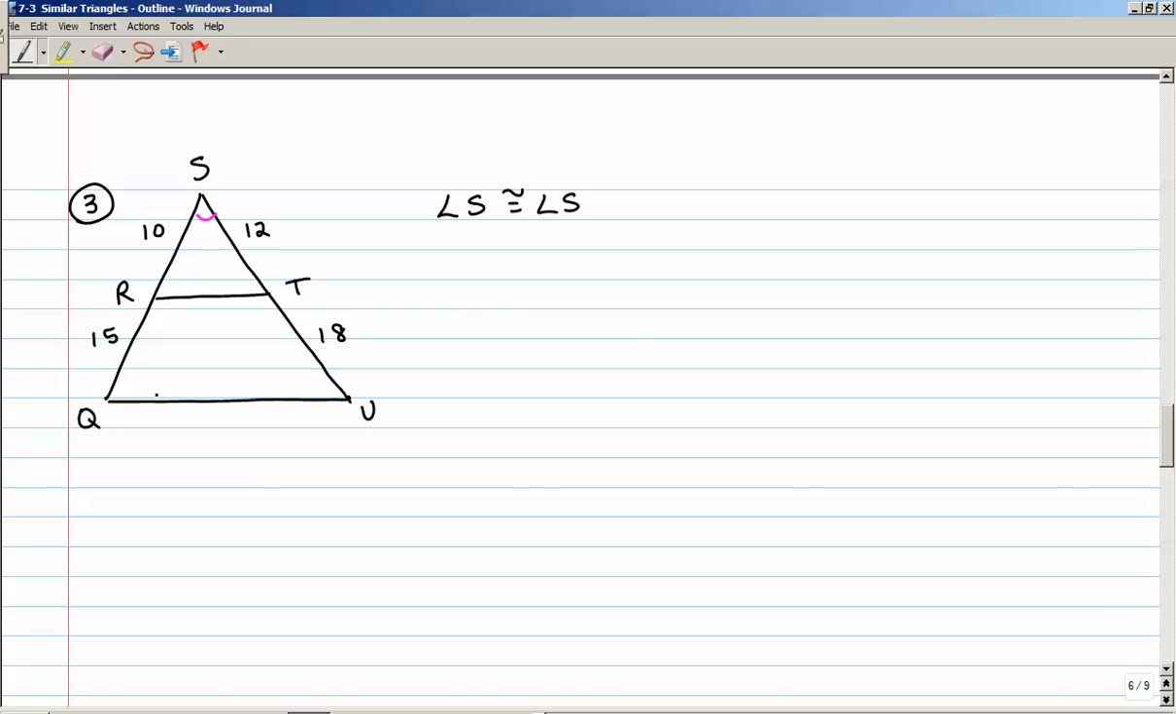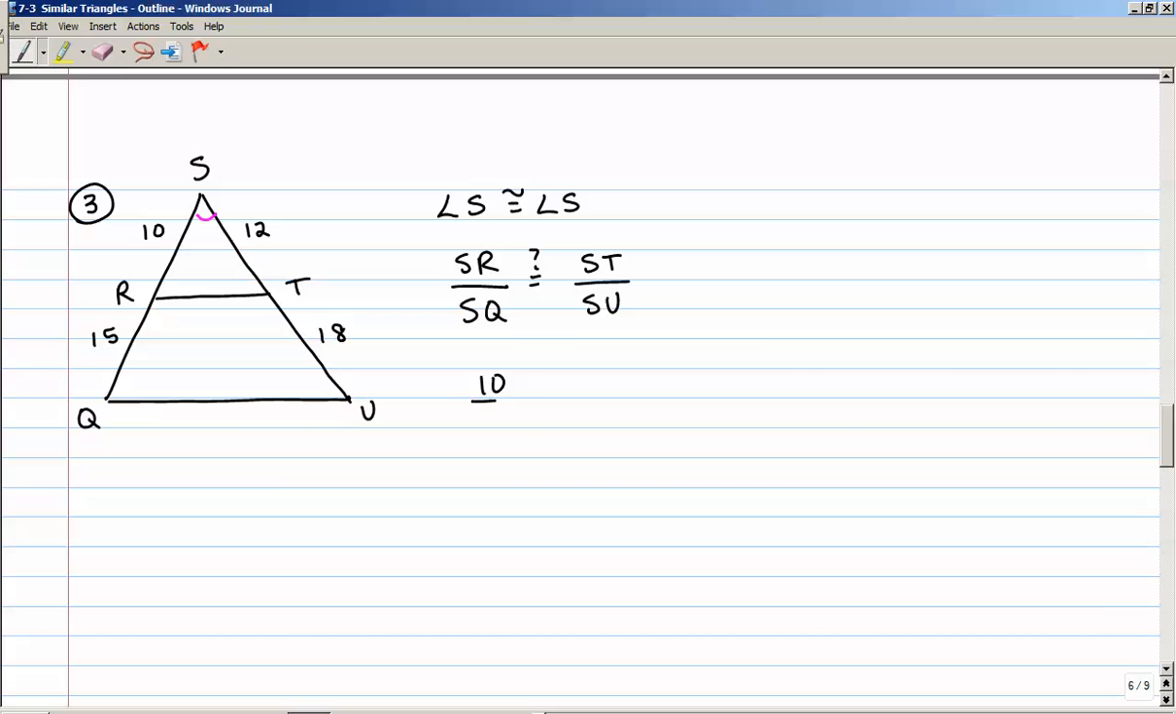Now I need to ask myself, is the left side of the small triangle compared to the left side of the big triangle? So in other words, is SR, so the short side here, over SQ, is that equal to the short side on the right, ST, over the long side on the right, SU? In other words, is the left side of the small triangle over the left side of the big triangle equal to the right side of the small triangle over the right side of the big triangle?